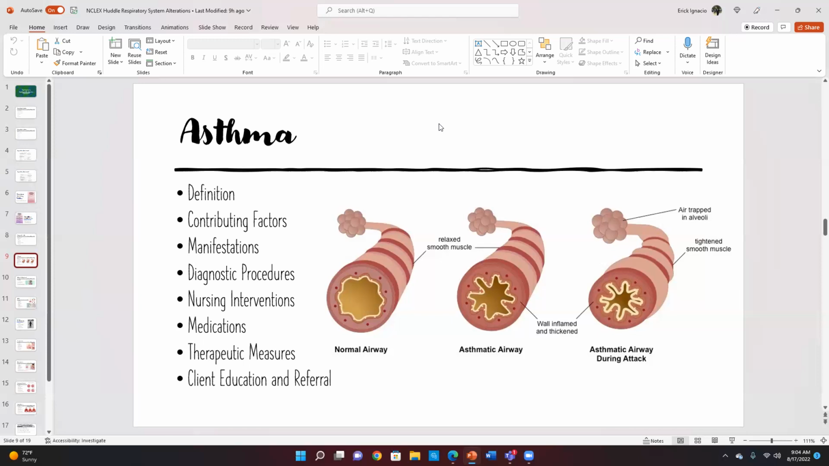So also the medications that may be given to these asthma patients are anti-inflammatory medications such as corticosteroids, and that is your fluticasone and your prednisone. Also, they may be given leukotriene antagonists, which is your montelukast or your Singulair. And then combination agents can also be given, and that's your ipratropium and albuterol combination, or your fluticasone and salmeterol.